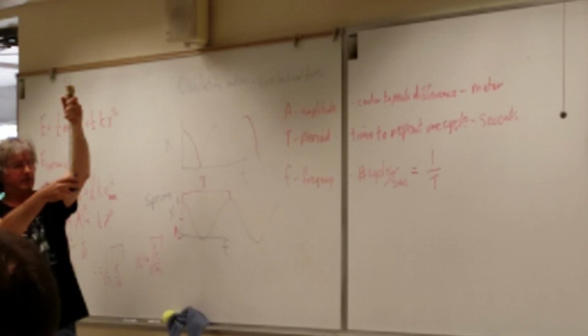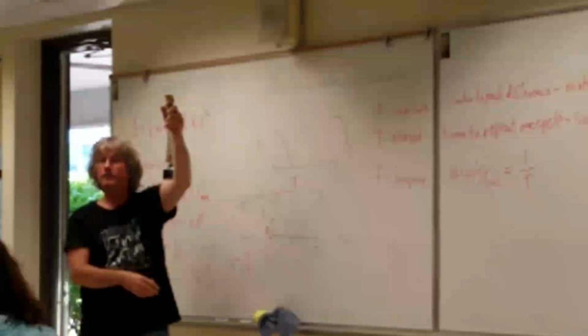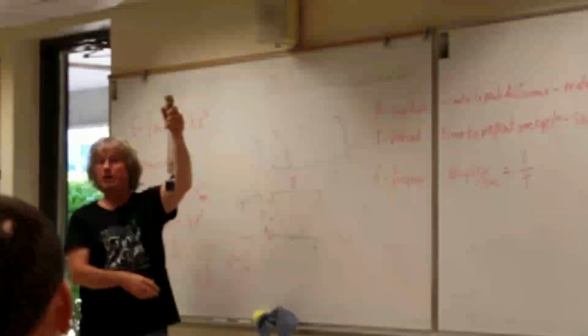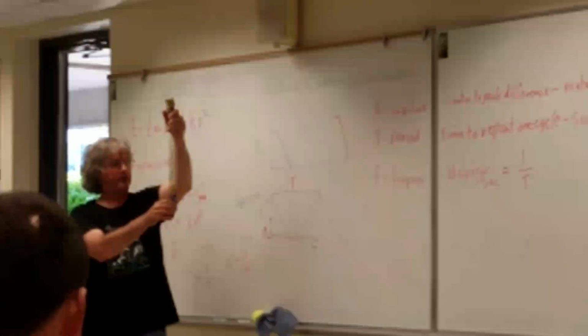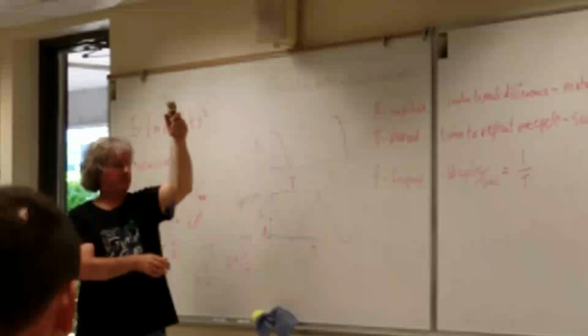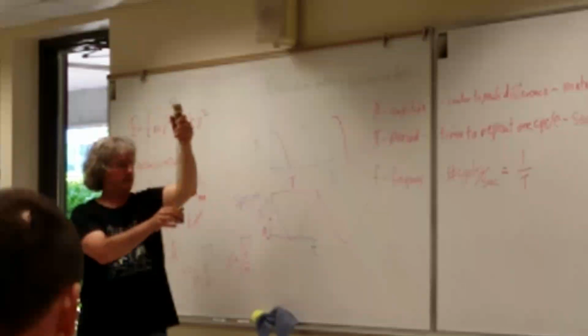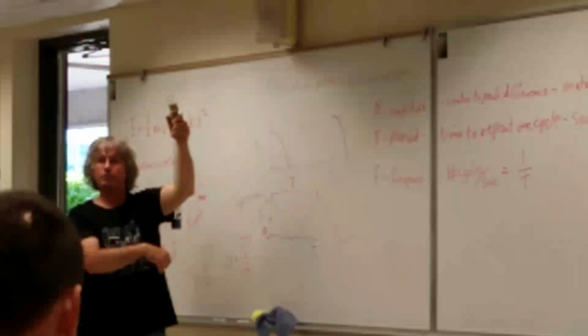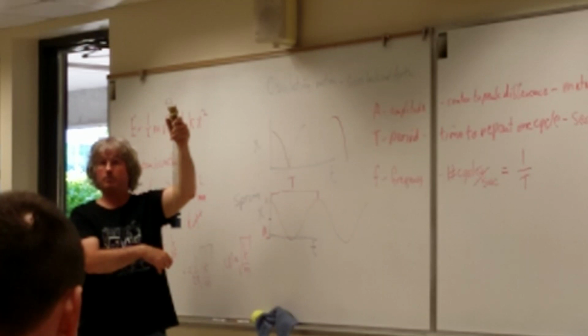So here's my mass on a spring. It's got a certain frequency. Notice it didn't say that the amplitude changed the frequency. So I could do this, or that. Those all should be about the same frequency. So those are some predictions.